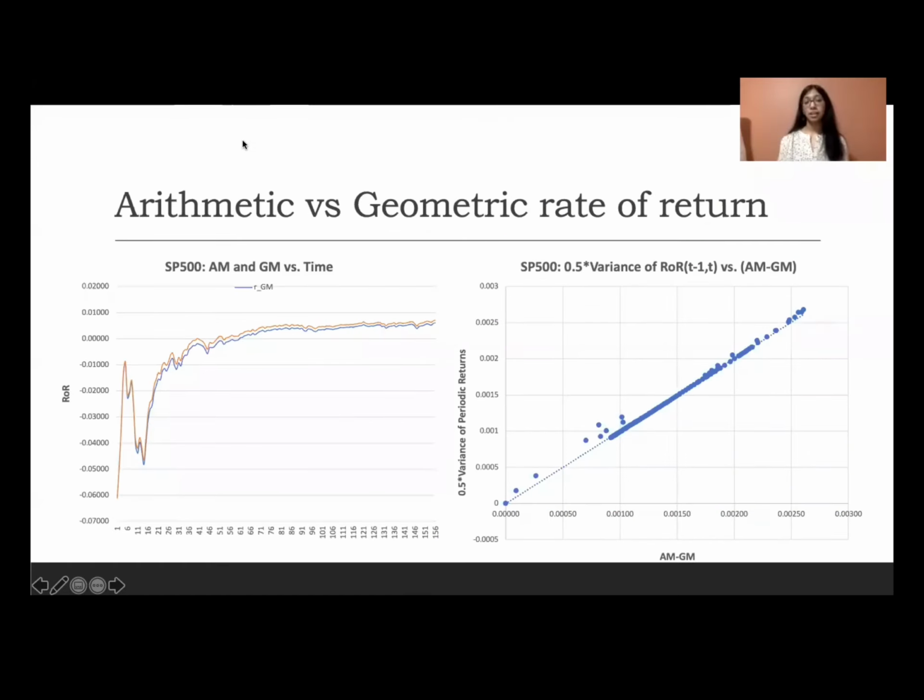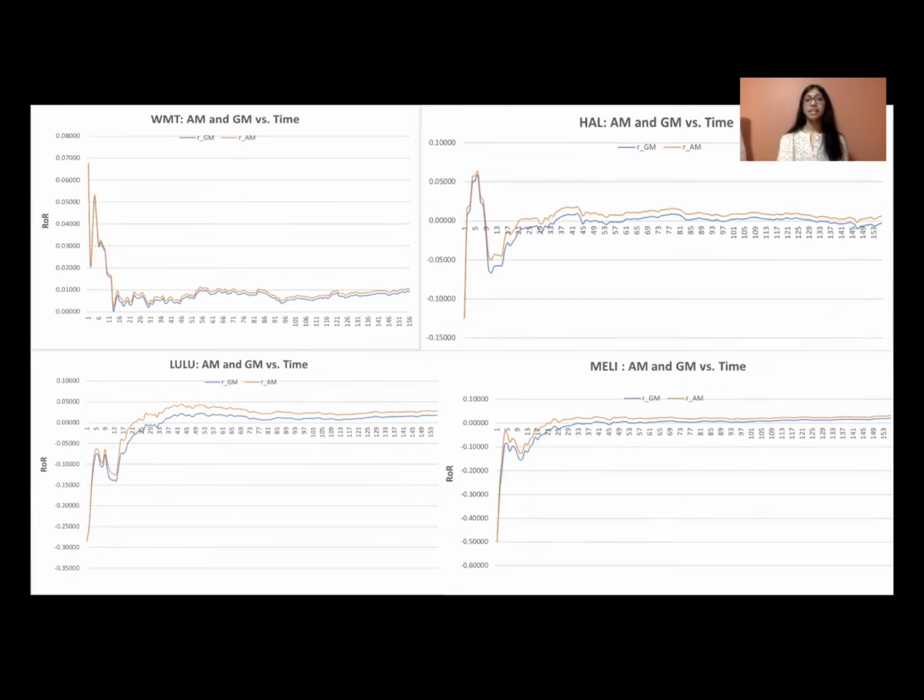We will now be talking about the arithmetic versus the geometric mean rate of return. You will notice in both this slide and the next slide that the arithmetic mean rate of returns line is always above the geometric means line. This is because arithmetic mean does not take volatility into account, whereas geometric mean does, giving us a more accurate answer. This gap between these lines therefore shows the volatility of the stock. In our case, the volatility is low because the lines are close to each other.